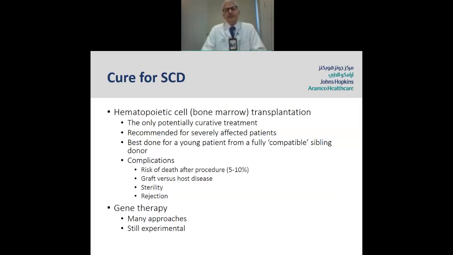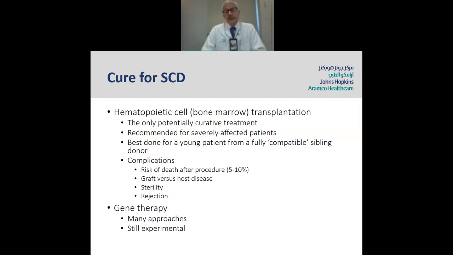Sterility because of preparation. High-dose chemotherapy is needed before bone marrow transplantation, and the risk of sterility is very high. And occasionally there is a rejection. If they reject it, they will go back to square one. That is, they will have sickle cell disease.